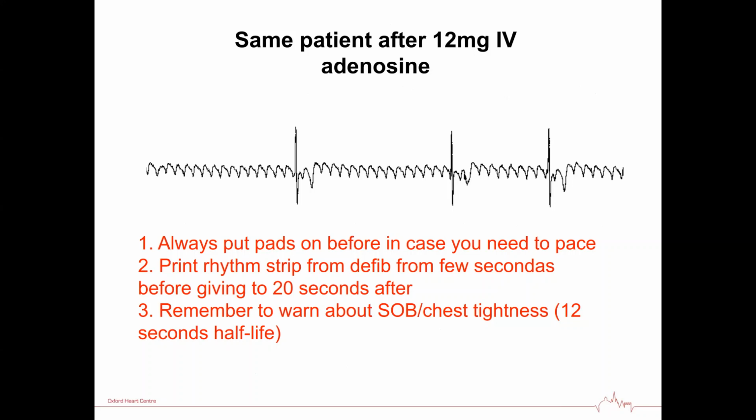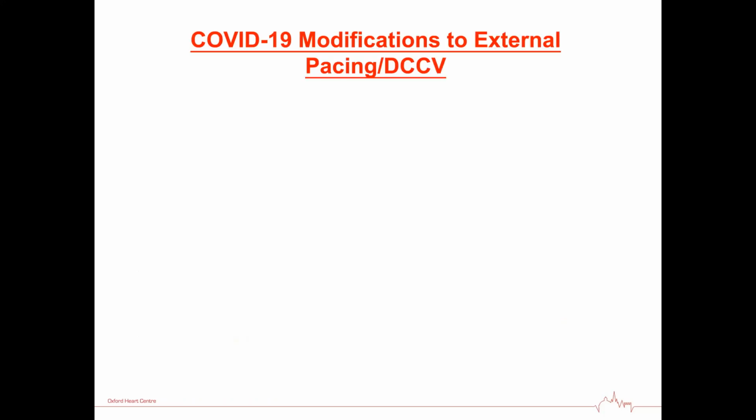Remember, if you are going to give adenosine, to put the pads on just in case. You do need to pace very rarely; the AV node takes a little bit longer. People have a very long refractory period, so you want to have that option. Remember to start printing the rhythm strip before you give the medication so that you can show anyone, like a cardiologist, if it is flutter, that you actually proved it so that they can go on and do an ablation down the line if needs be. And remember to warn the patient that they will get breathlessness and tight chestedness, and it wears off quickly.